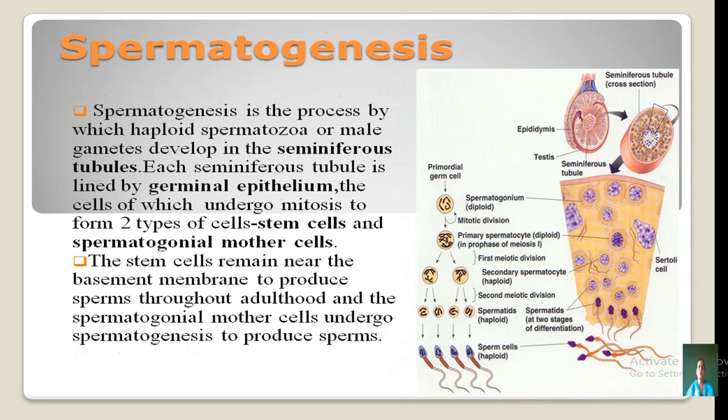Then come to spermatogenesis. Spermatogenesis is the process by which haploid spermatozoa or male gametes develop in the seminiferous tubules of testis. Testis contains a large number of small compartments. These compartments are known as testicular lobules. Each testicular lobule consists of 2 to 3 seminiferous tubules.